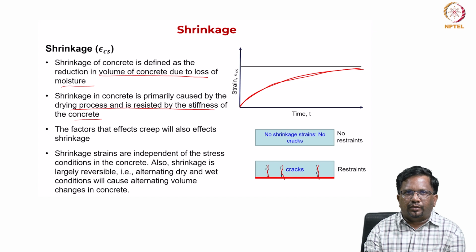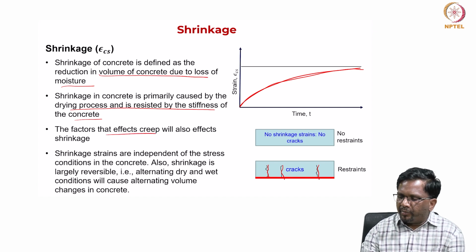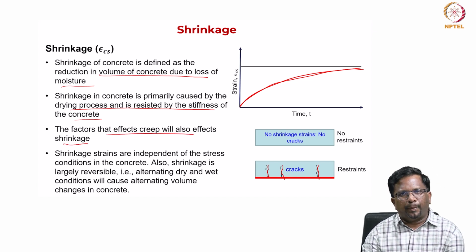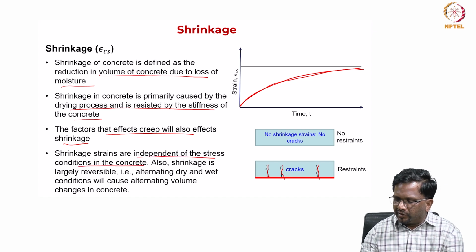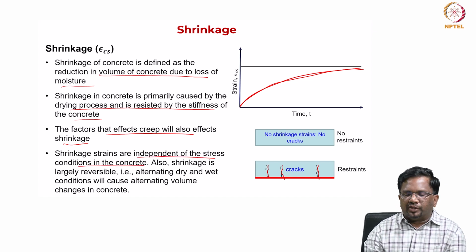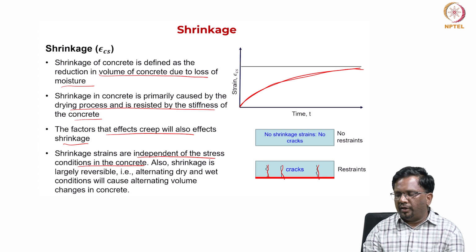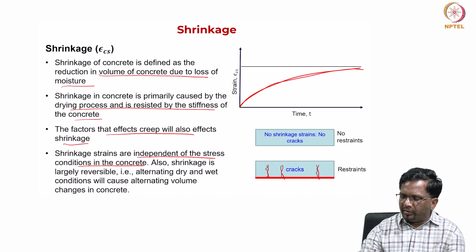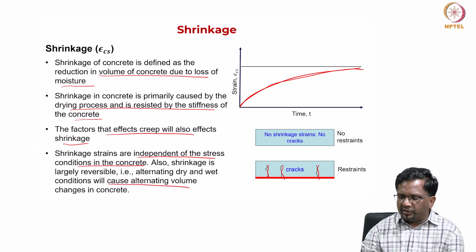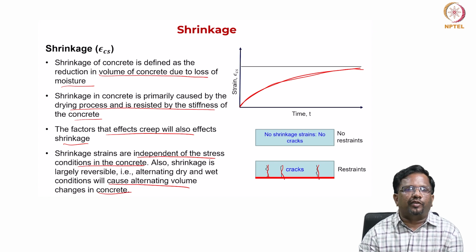The factors that affect creep also affect shrinkage, and shrinkage strains are typically independent of the stress conditions in the concrete. Also, shrinkage is largely reversible. That means when the climate becomes dry or wet, it will cause alternating volume changes in the concrete. So, they are largely reversible in nature.